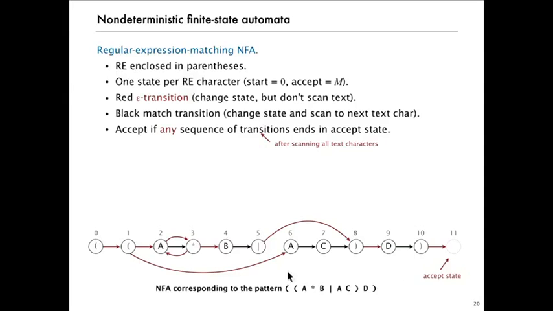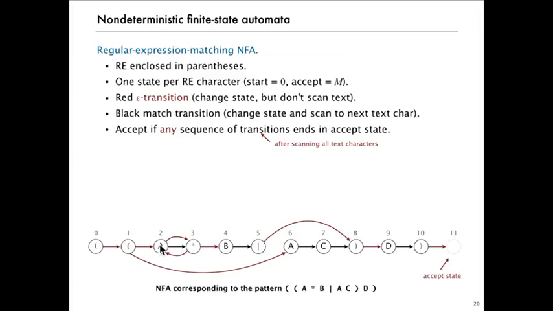We always enclose the regular expressions in parentheses just to make everything work. And then we've got this regular expression here, A star B or AC D. Then we're going to show how to build this NFA and then simulate it to recognize the regular expression. And how is it different than a DFA?